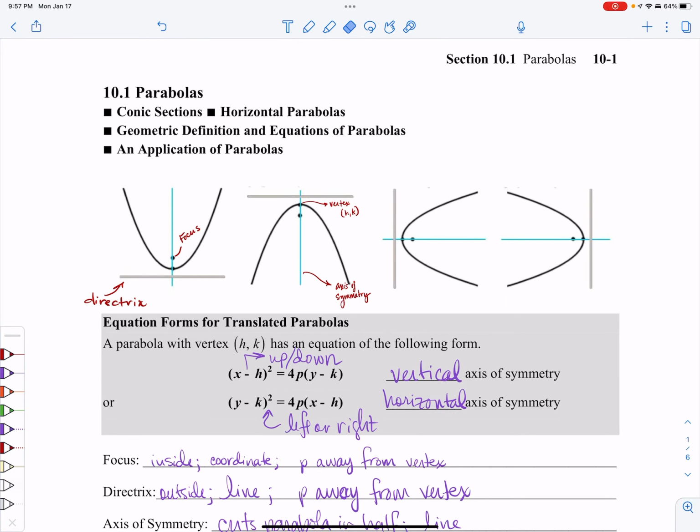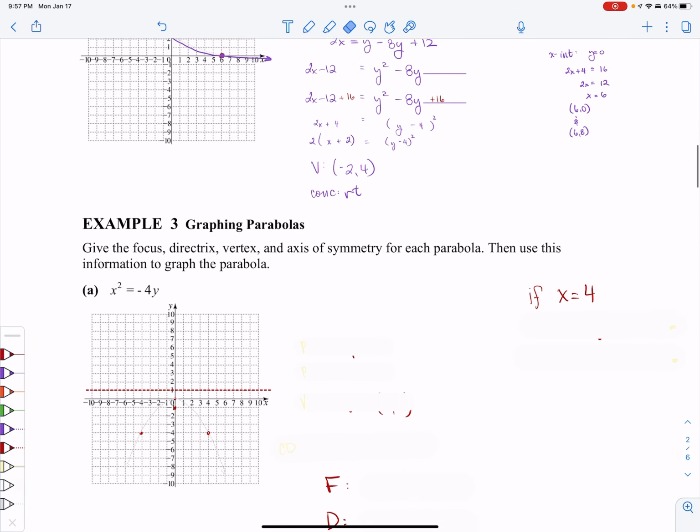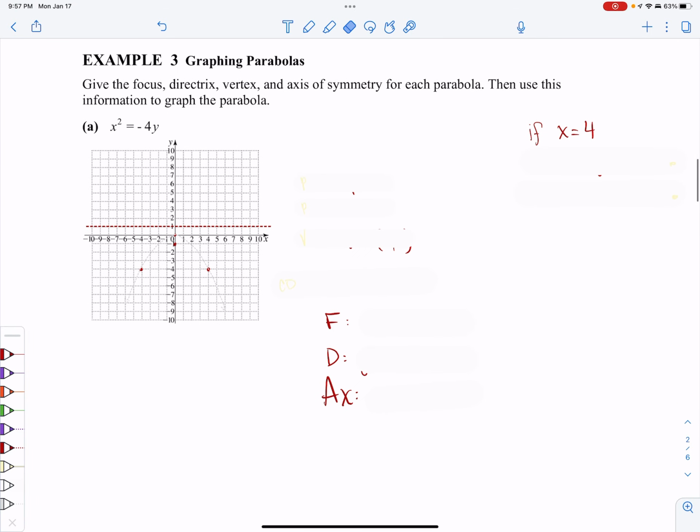Hey folks, so this is the second video in the Parabolas section of chapter 10. So if you go down to example 3, this is where we're going to pick up.